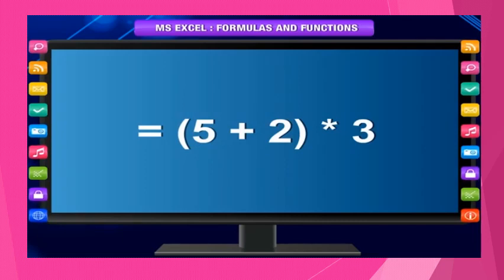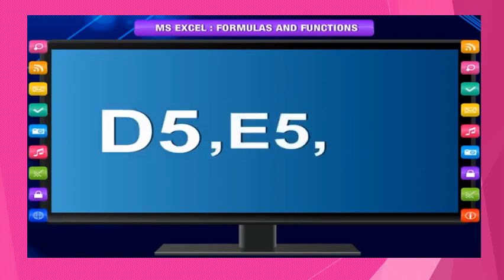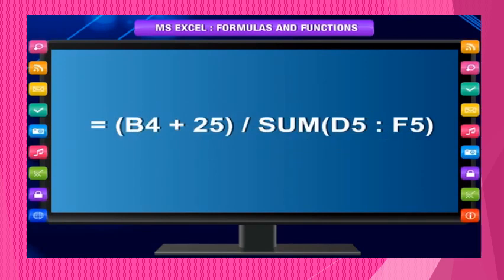In the example below, the parentheses around the first part of the formula force Excel to calculate B4 plus 25 first and then divide the result by the sum of the values in the cells D5, E5 and F5. It is equal to (B4+25)/SUM(D5:F5).